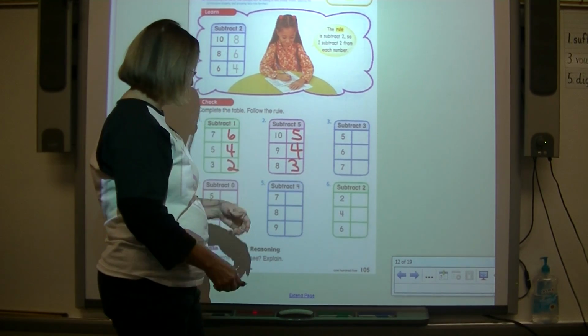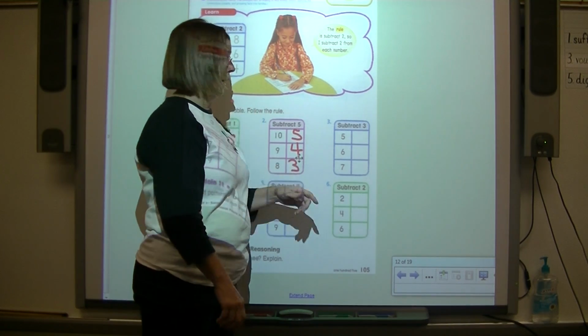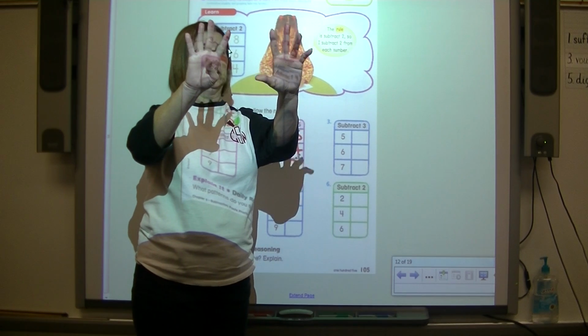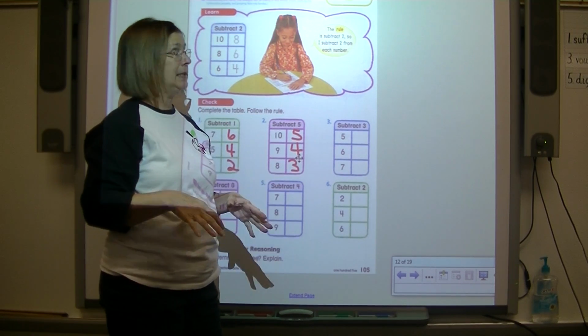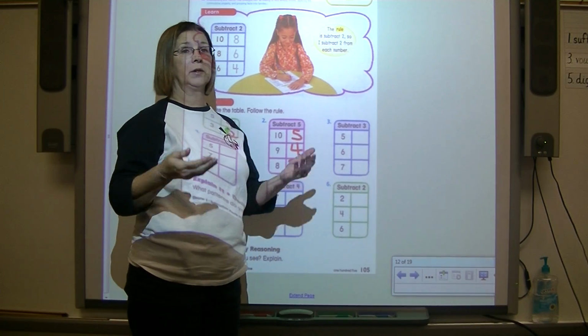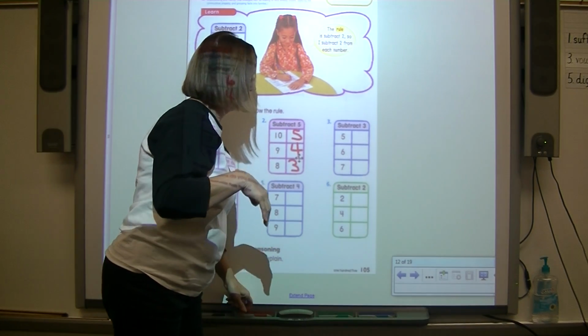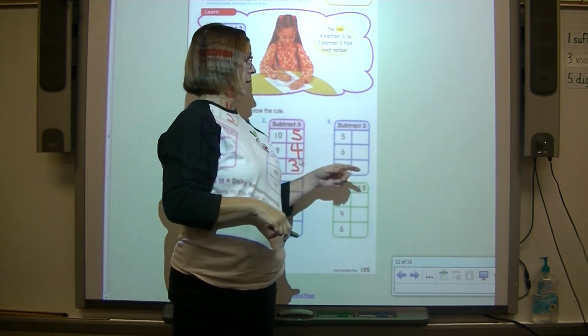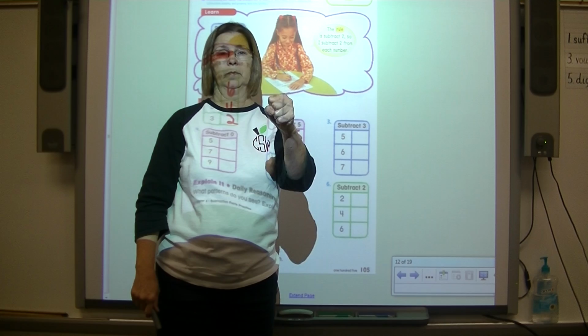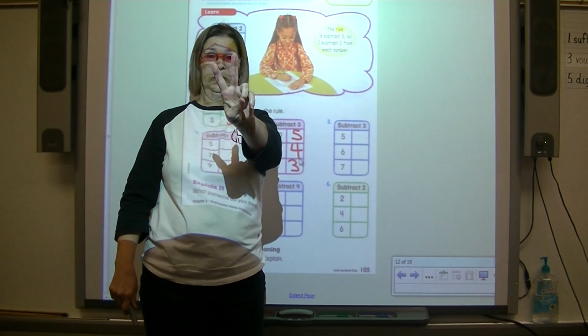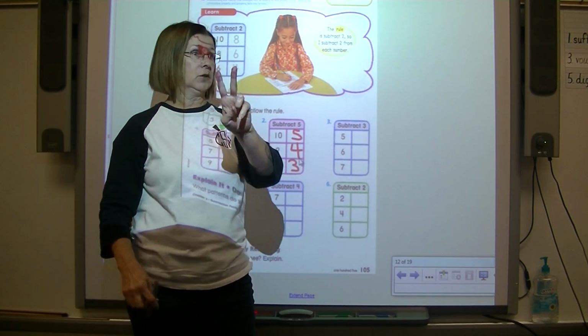All right, the rule was subtract 5. Now, I could do 9. Take away 5. Leaves 4. That's one way to do it. But the easiest way to do it is to start with the little number and count up to the big number. Okay, you can do that with this one. Subtract 3. Start on 3 and count up to 5. 3, 4, 5. Stop. How many fingers are you holding up? 2.